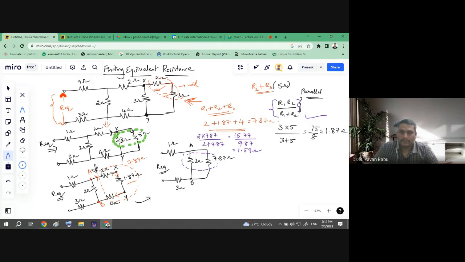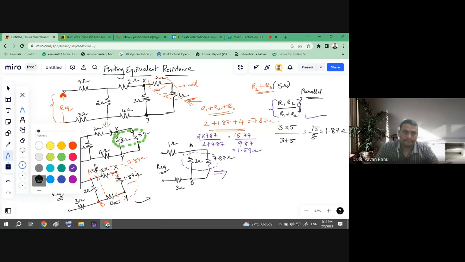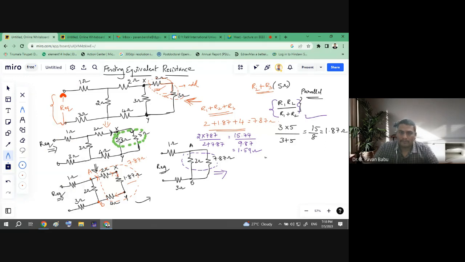So further I can reduce the circuit as 1 ohm resistor, and this is the 3 ohm resistor, and between terminals A and B. So what is the equivalent resistance? So the resultant is 1.59. It is 1.59 ohms. Okay. So this is obtained from this here. Okay. So finally, how about these three elements?